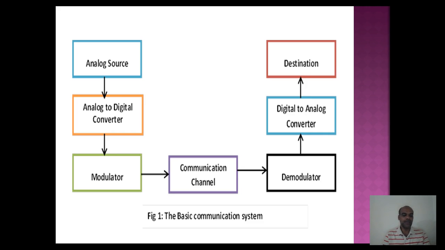In the basic communication system, the transmitter consists of an analog source, an analog to digital converter and a modulator. After modulating, the data is transmitted through the communication channel. At the receiver side, it is demodulated, and the digital to analog conversion process is done. Then the original data reaches the destination.